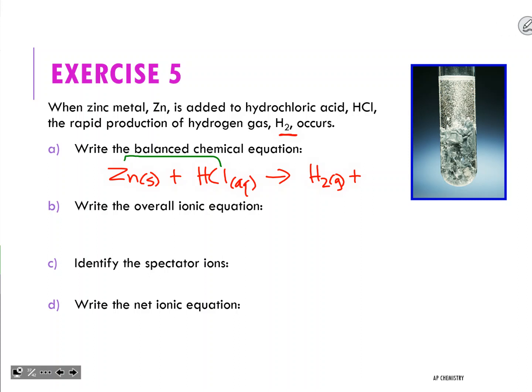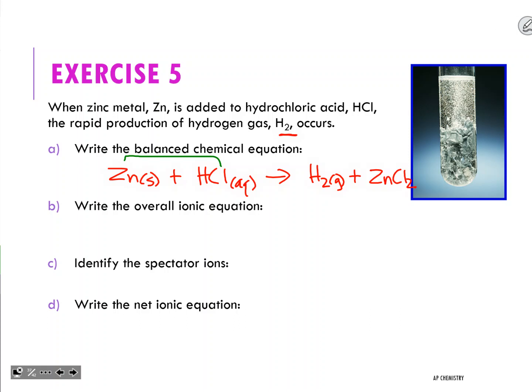Now we have to go to charges. What's zinc's charge? 2. Plus 2. What's chloride going to be? -1. So if we're writing the formula correctly, it's got to be ZnCl2. Now we go to our solubility rules.